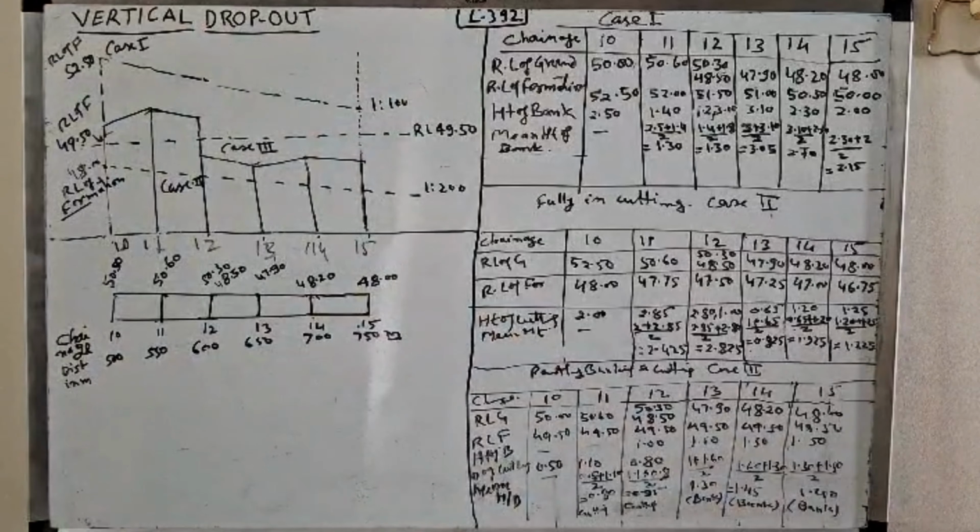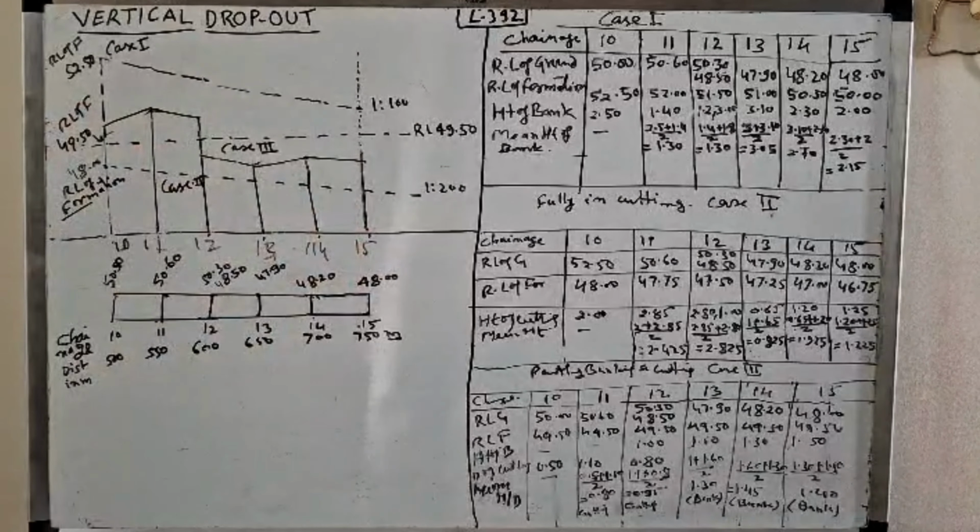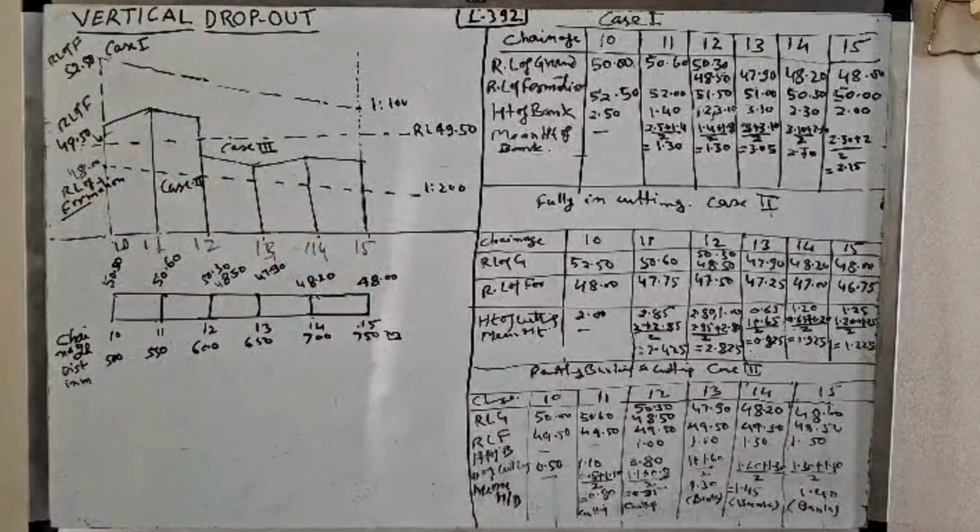So at a drop point, the precaution you have to take is that the previous RL goes with the first one, and the lower one, the next one, is taken for averaging.